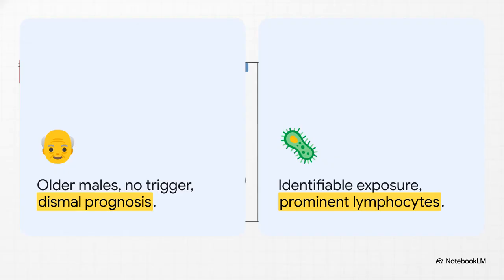Let's differentiate the fibrotic presentations. Idiopathic pulmonary fibrosis, or IPF, lacks a clear trigger, mostly affects older males, and has a really dismal prognosis. Chronic HP, however, has an identifiable environmental exposure and reveals prominent lymphocytes, specifically greater than 20% on bronchoalveolar lavage. That is a massive key distinguishing factor from IPF.